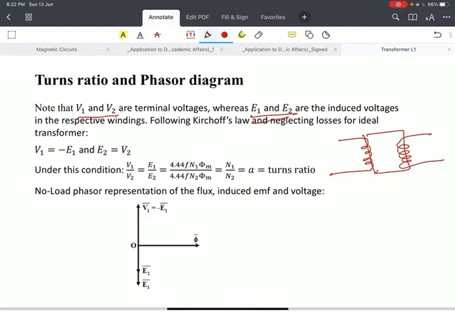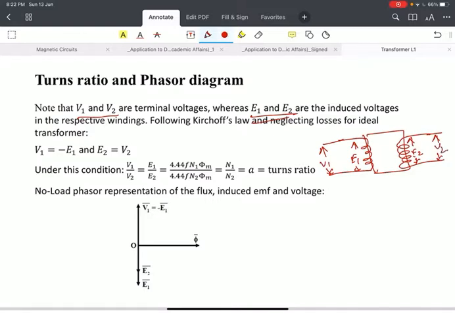So basically, the induced voltage across the primary coil is E1, and the applied voltage across the primary coil is V1. The induced voltage across the secondary coil is E2, and the voltage across the secondary load is V2.